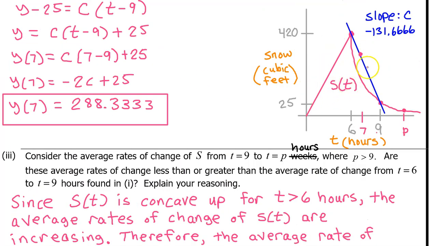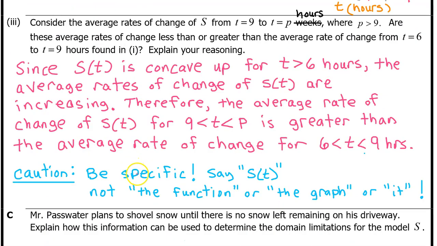By the way, including a detailed graph like this one can often save you a point in case you leave out a detail in your explanation. But your graph has to include labels and numbers like this. Caution! To earn the point, you have to be specific. Say S of t is concave up. Don't say the function is concave up, or the graph is concave up, or worse yet, it is concave up. You have to say S of t. Also, don't simply say the average rate of change is increasing. You have to say the average rate of change of S of t.